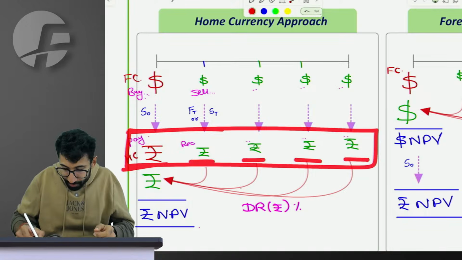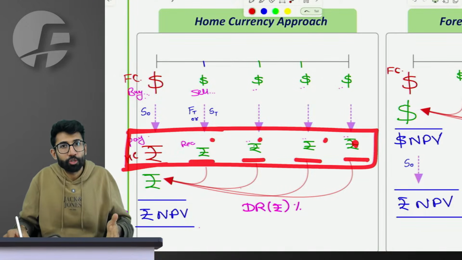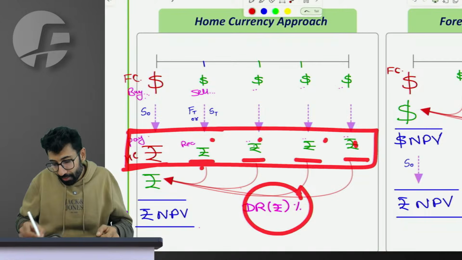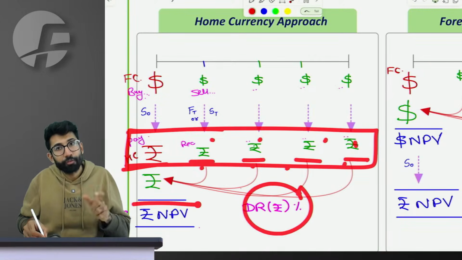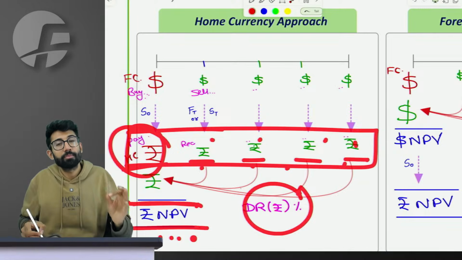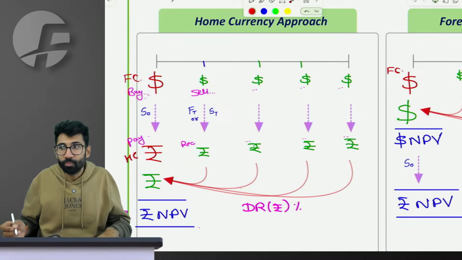Now do you realize this question has become a simple question of NPV that we've already done at the earlier level. You have a discounting rate, discount these inflows, you have the present value of inflows, deduct the present value of outflow from it, and you get the rupee terms, home currency NPV.